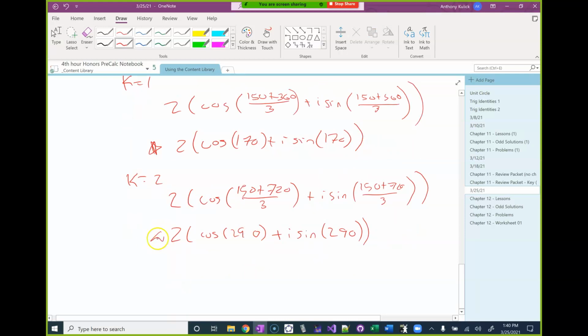Cool with that? And that was the one problem. So a cube root has 3 answers to it, right? A 4th root's going to have 4 answers. A 5th root's going to have 5 answers, etc.